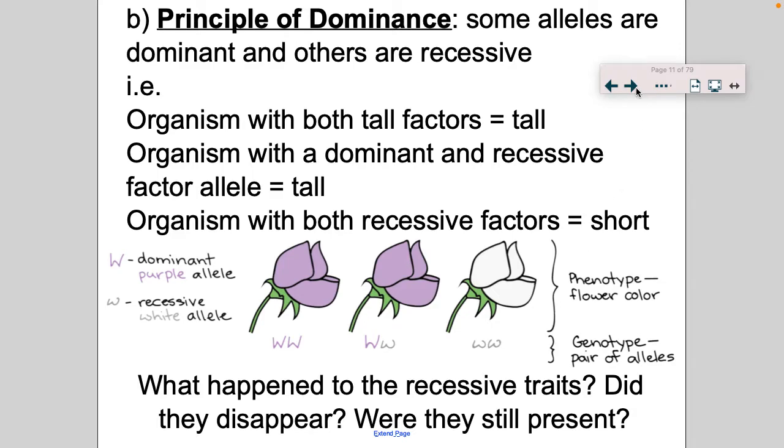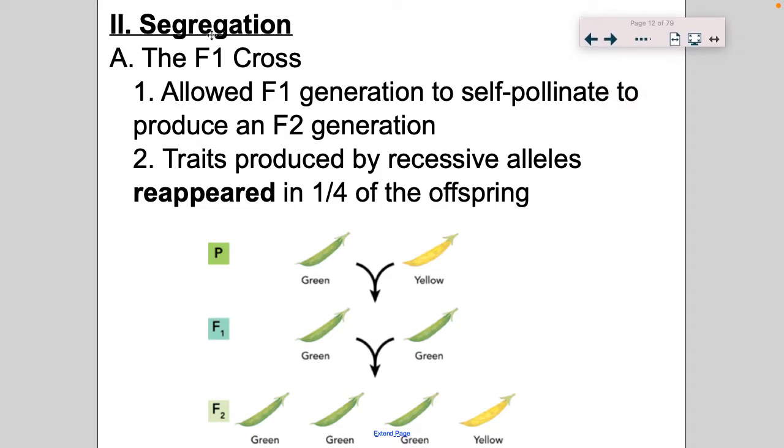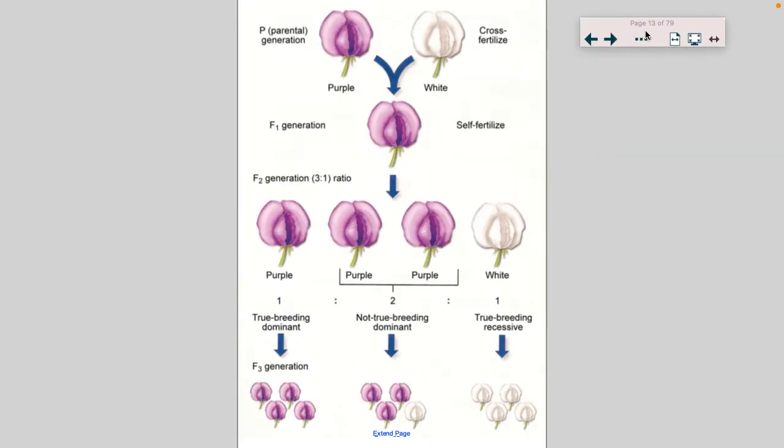So Gregor Mendel took his experiment one step further. He did an F1 cross. So remember, he took true breeding plants as the parental, purebred green crossed with purebred yellow. In the F1, they were all green. So he decided to do one more cross, self-pollinate. Okay, what's going to happen? Well, he noticed that the recessive trait reappeared. The one that disappeared in the first generation reappeared in the second. And it was always in a 3-to-1 ratio, or 25% of the time. So what's going on here?